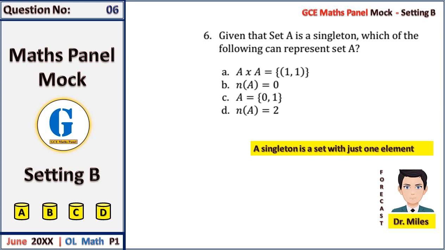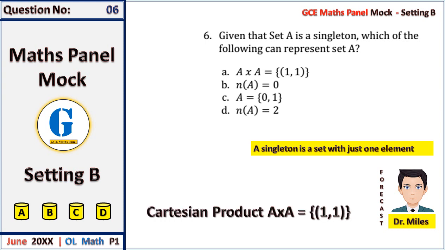Now B is not correct because the cardinality of a singleton is not 0. C is not correct because we have 2 elements in the set, and D is not correct because the cardinality is 2. So the only correct answer here is A.